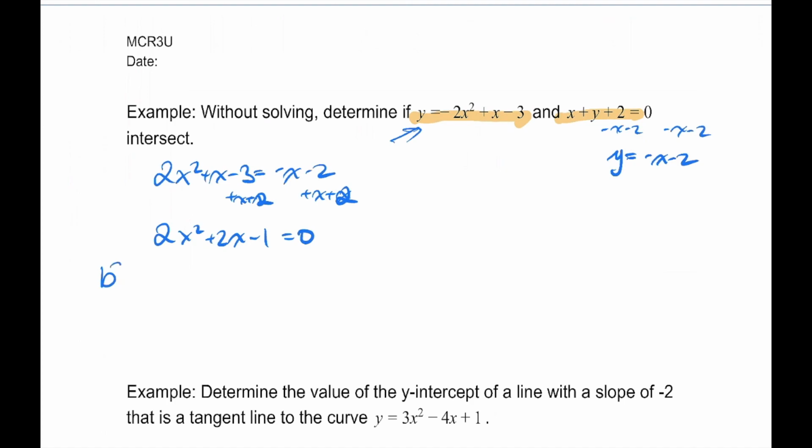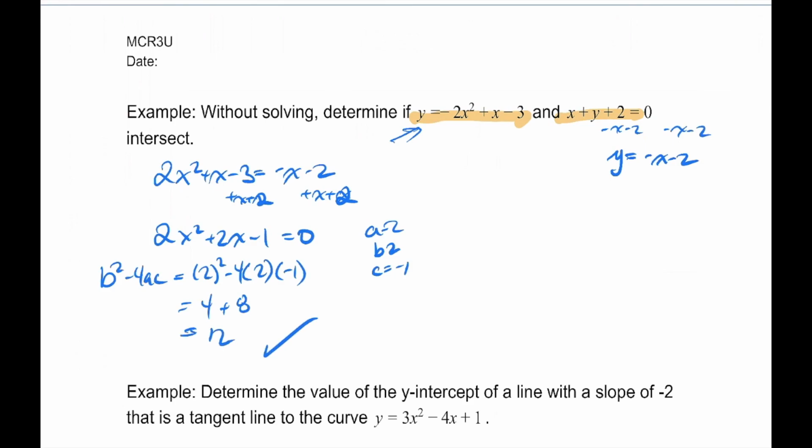So in this case, b squared minus 4ac. So let me write this off to the side. A is 2, b is also 2, and c is minus 1. So b squared is 2 squared, minus 4, and then a is a 2, and c is a negative 1. So here it's going to be 4 plus 8, which is 12.